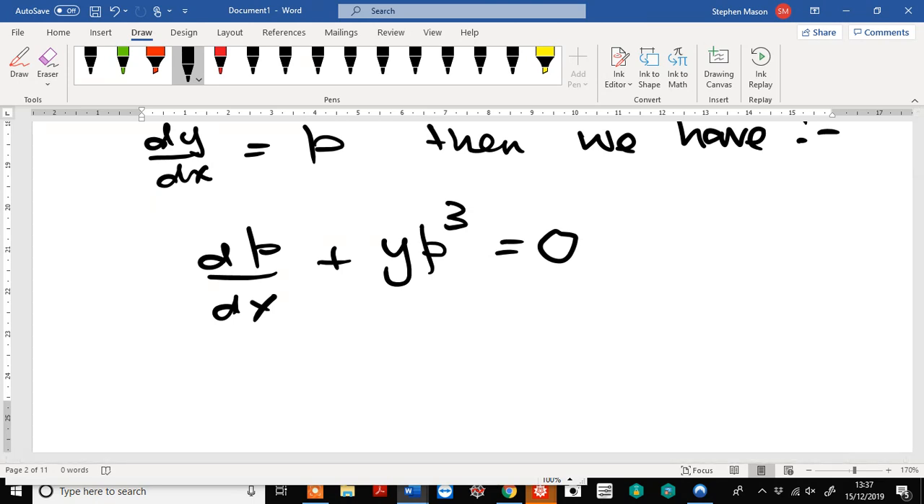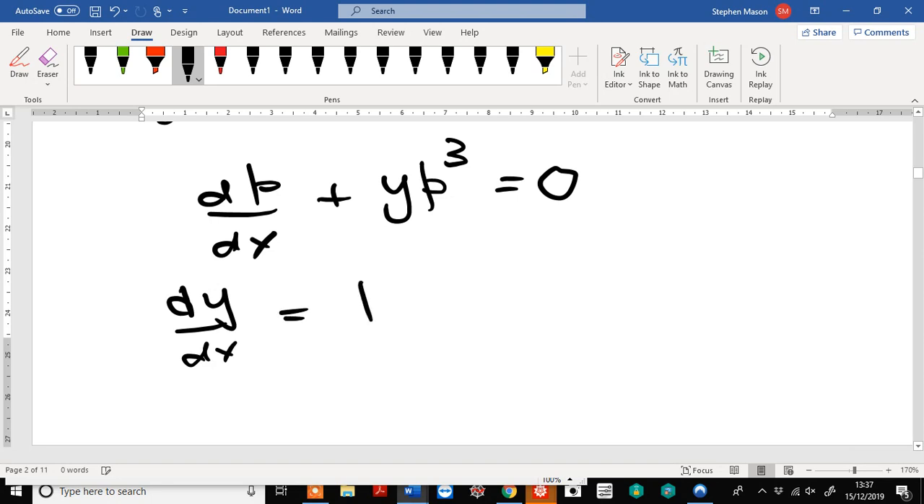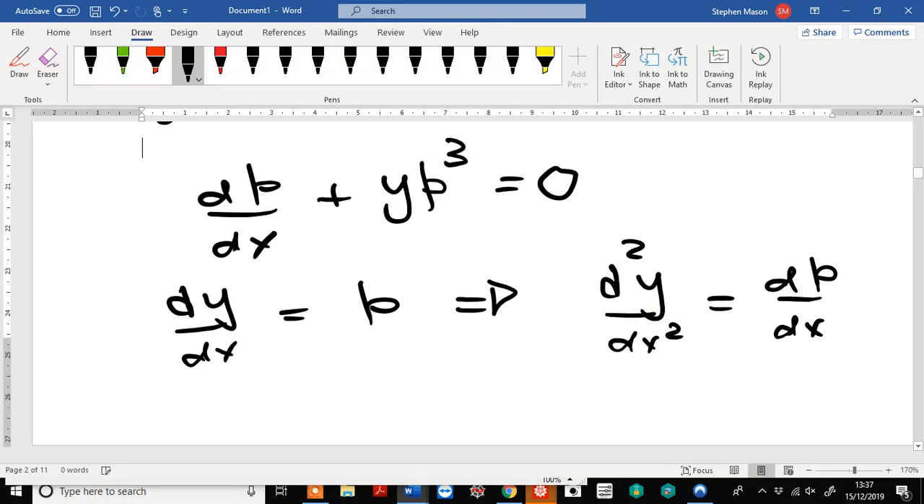So if we look at this dy by dx up here, we have p. So we've got dy by dx equals p. This means that d squared y by dx squared is equal to dp by dx. But we've already got that there, and we don't want this. So this is the bit that we want to rewrite as something else.